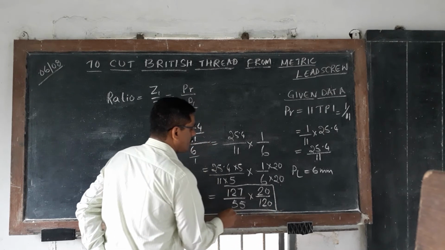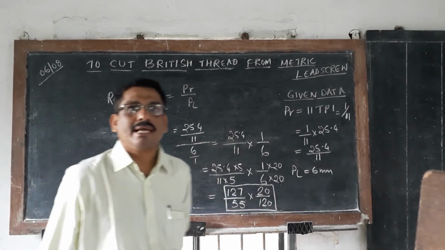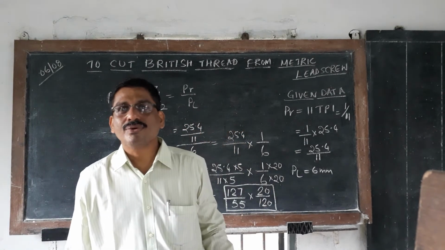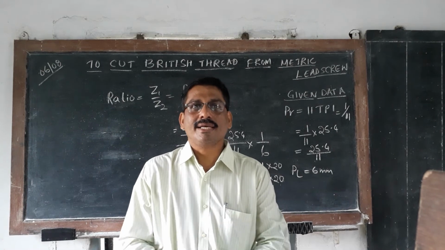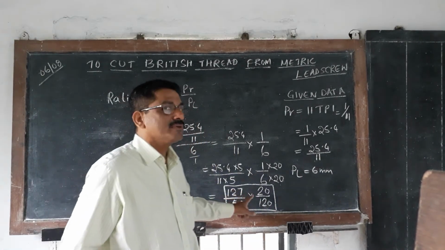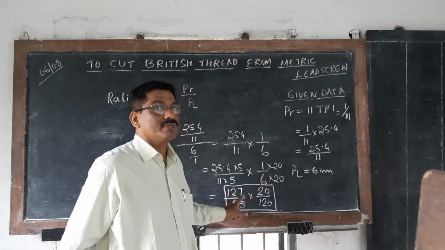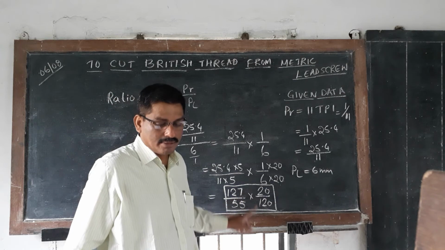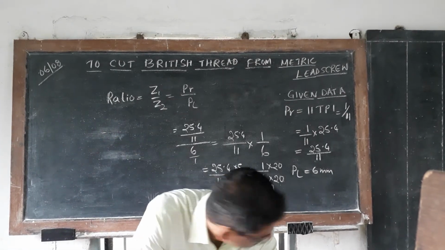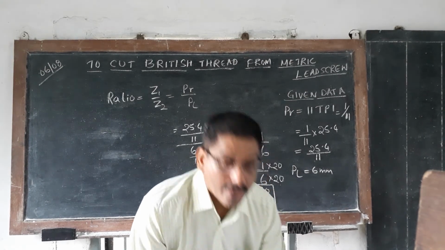This is the gear you remember. As soon as you come to the institute in second year, you have to go for threading directly. Same gears we are going to set, keep it in mind. Remember well: 127 divided by 55, by 20, by 120.